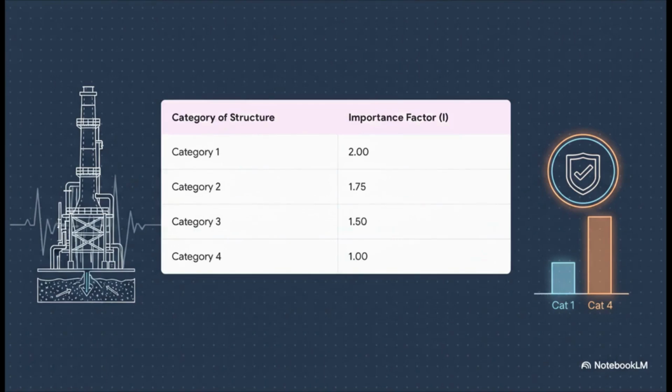And this is where that categorization we did earlier comes right back into play. This is how we turn risk into a hard number. For a standard Category 4 structure, I is just 1. But for a critical Category 1 structure, it jumps all the way to 2.0. Think about that. For the exact same location and the same building type, the critical one has to be designed for double the seismic force. The code is literally building in a higher factor of safety based on the consequences of failure.